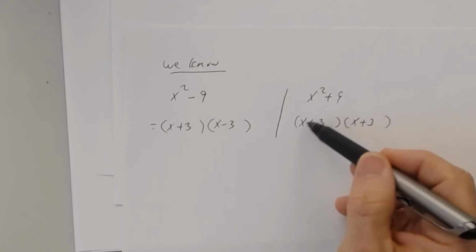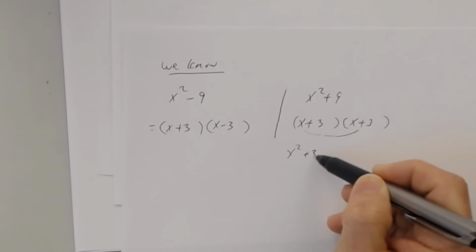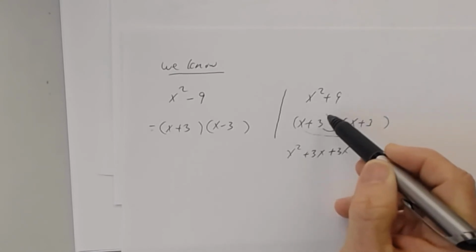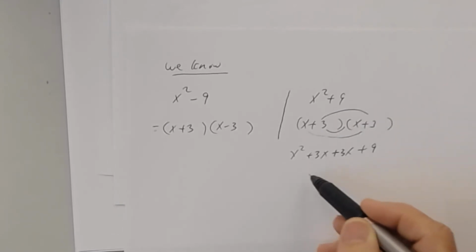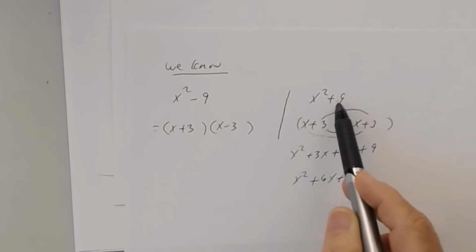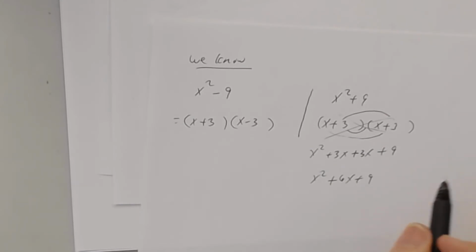What's the first? X squared. What's the outer? 3x. What's the inner? 3x. What's the last? 9. So when you combine like terms, you get x squared plus 6x plus 9, but that's not what you started out with. So no, it cannot be that one then. You want to try something else?